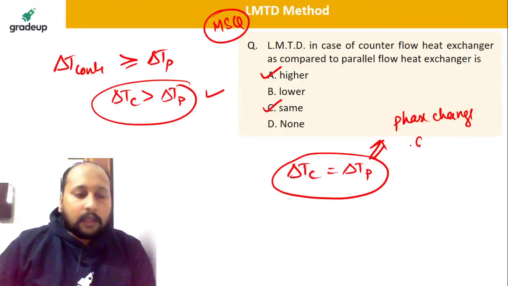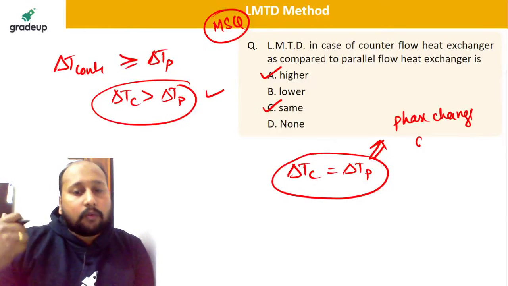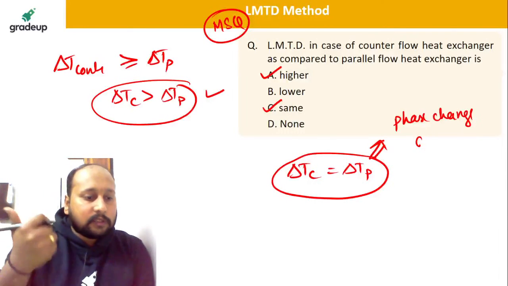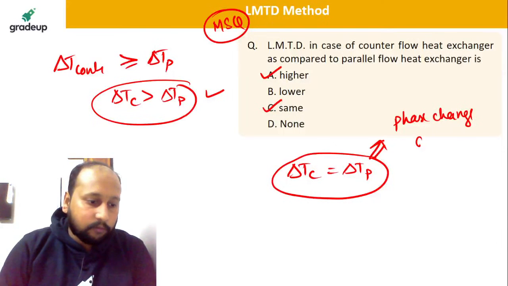Okay, whenever we are having a phase change, then the LMTD of counter flow and parallel flow both are the same. So this was a question from an MSQ point of view.